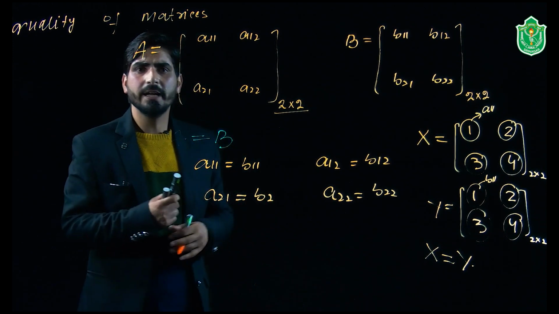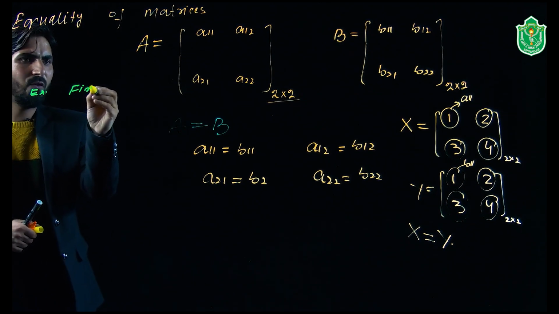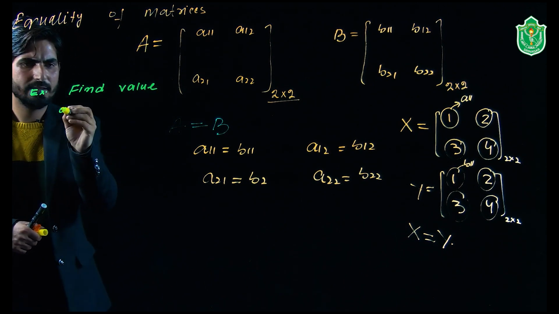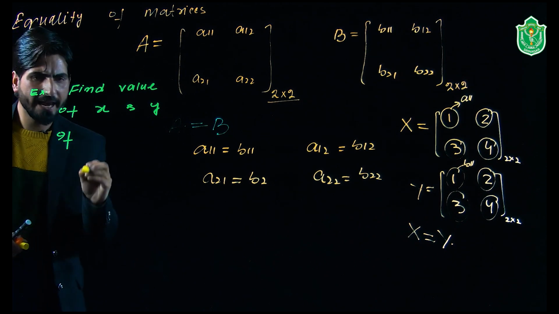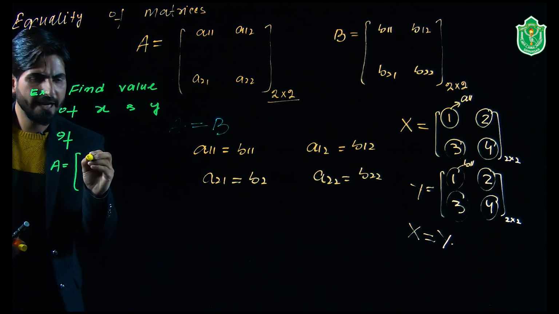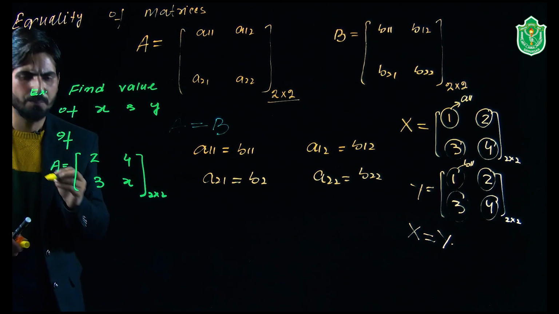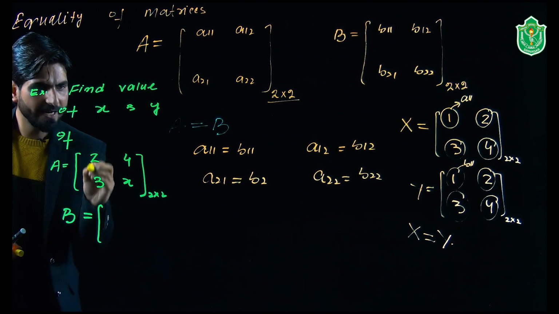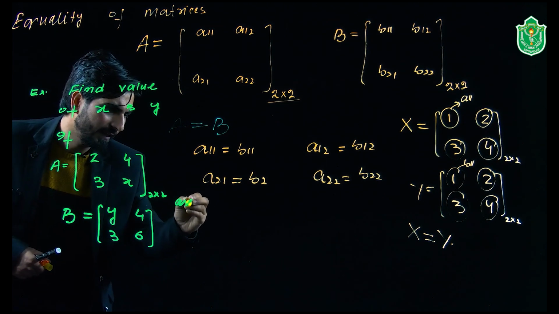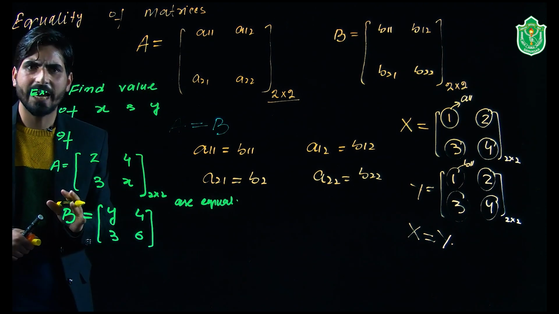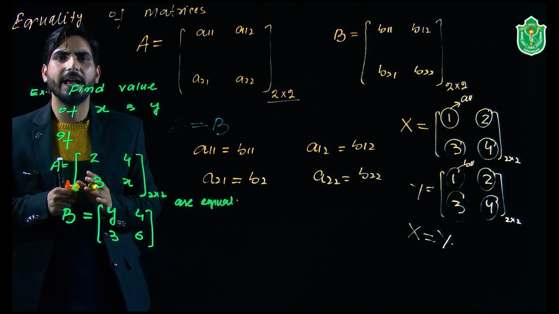Now let's take an example related to the same concept. This is our example. Find the value of X and Y, if matrix A having entries 2, 4, 3, X and matrix B having entries Y, 4, 3, 6 are equal. Dear students, it is given that matrix A is equal to matrix B. We have to find the value of X and Y.